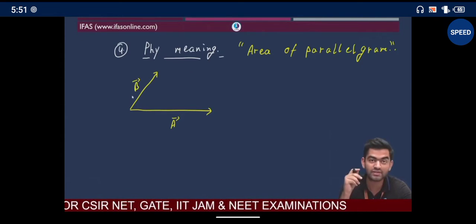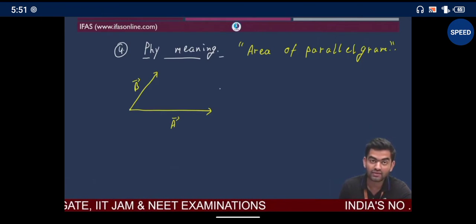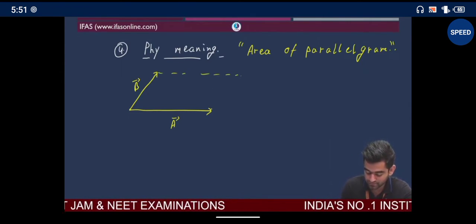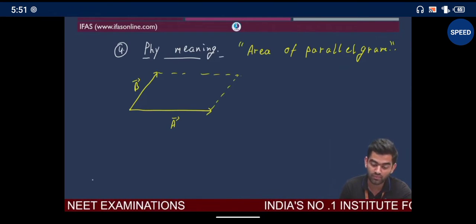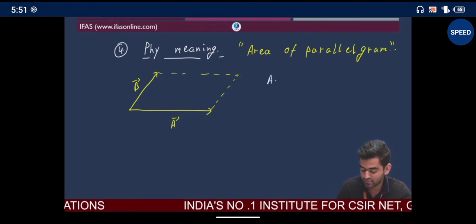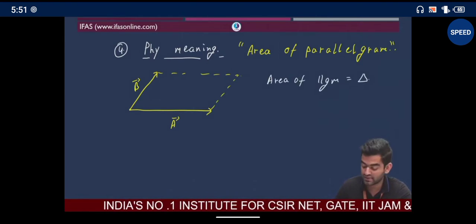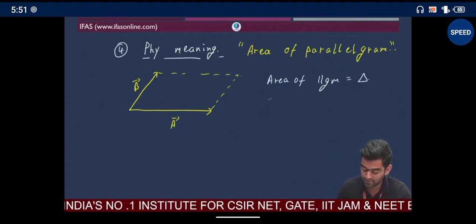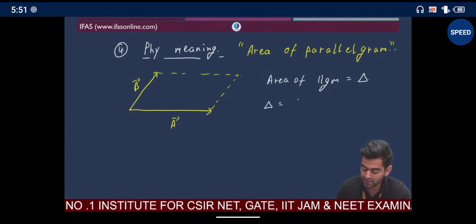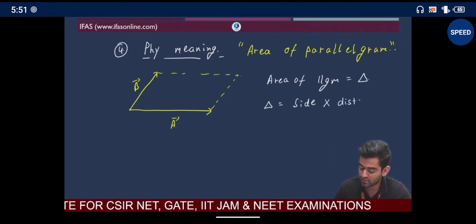But in this particular scenario, we are going to multiply these two vectors and see how much area is swept if they are the sides of a parallelogram. Now for that, let me represent the area of the parallelogram by the symbol delta. The area of the parallelogram is simply the side, of two parallel sides, into the distance between them.